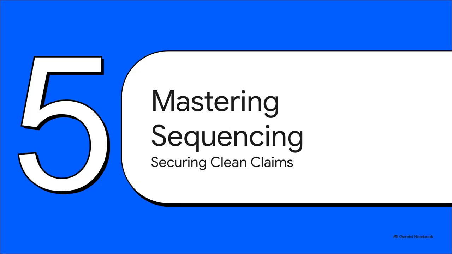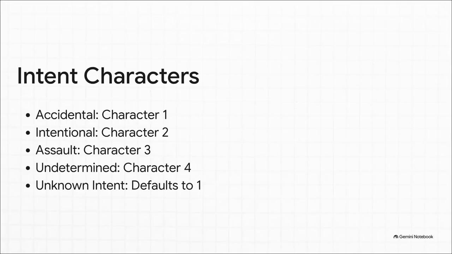Finally, Section 5, Mastering the Sequencing Laws to Secure Those Clean Claims. To navigate this high-stakes matrix with total confidence, the final piece of the puzzle is correctly identifying the intent characters for both poisonings and toxic effects. CMS uses these very specific 5th or 6th characters. Character 1 means accidental or unintentional. Character 2 is intentional self-harm. Character 3 is assault. Character 4 is undetermined.